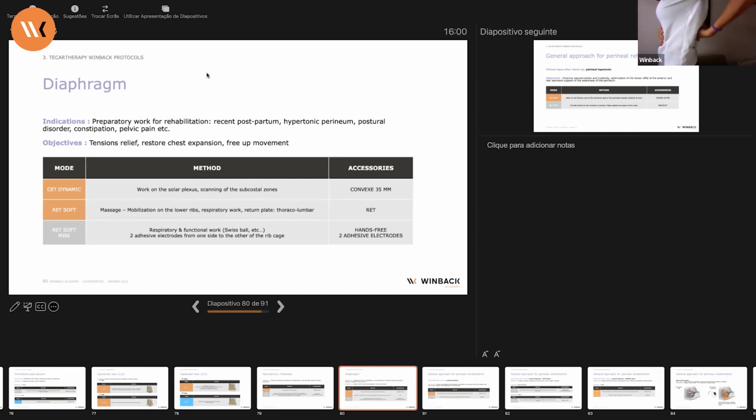We put the plate on the plexus, solar plexus and on the thoracolumbar area as the return plate, and then we have our hands free to do the work, the respiratory whorl and the vascular work on the Swiss ball.